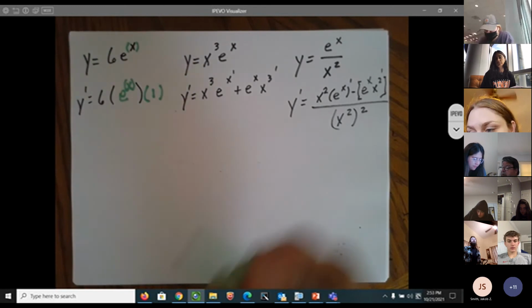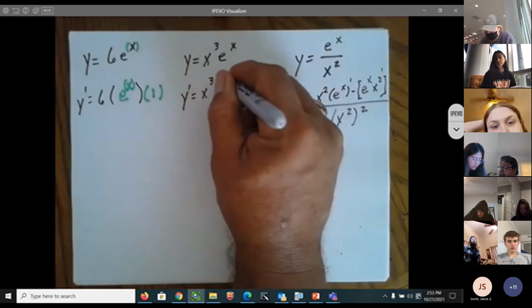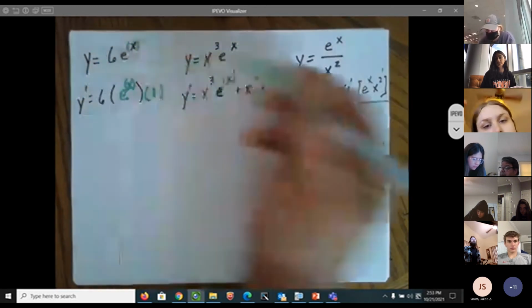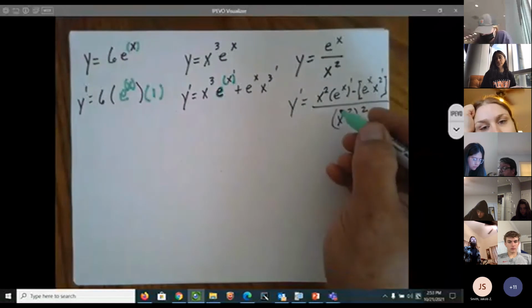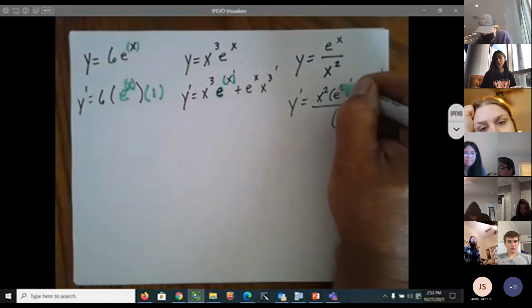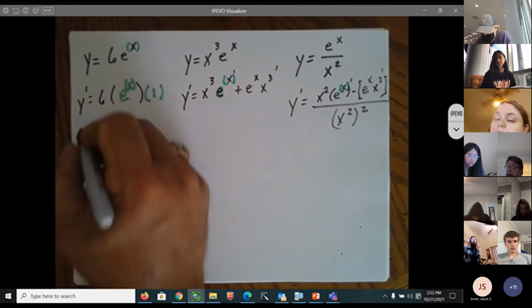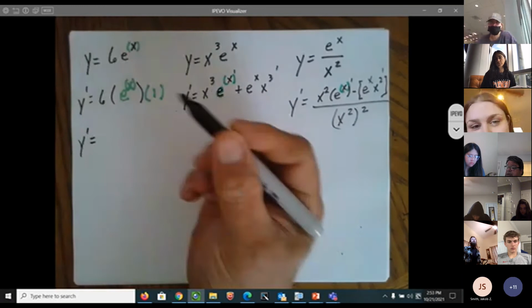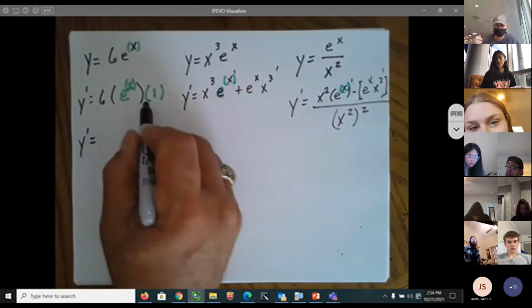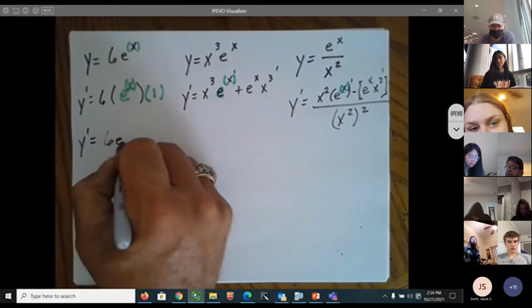Okay, so here is e to the x right there. That's going to get a parenthesis. That's got a parenthesis, and this has got a parenthesis right there. Okay, so y prime is equal to 6 times 1 is 6. So that's going to be 6e to the x.